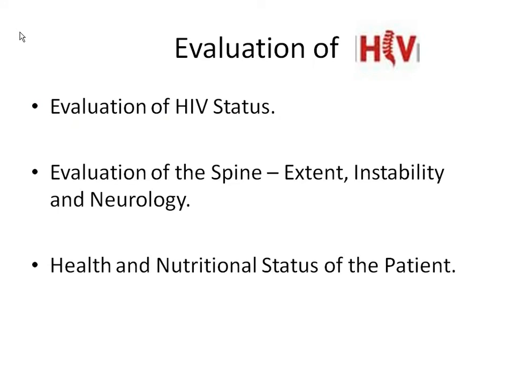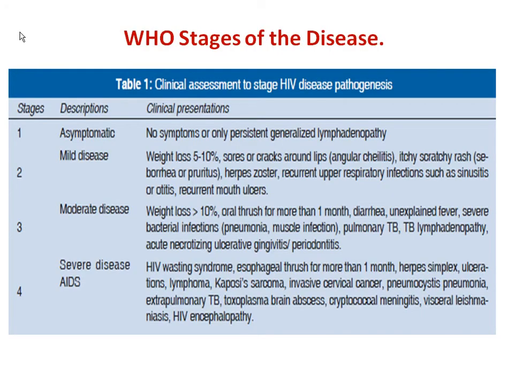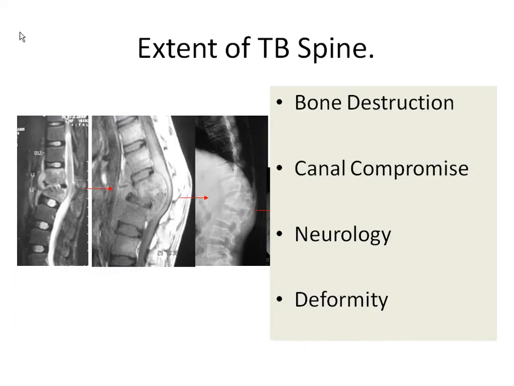One is you have to evaluate the stage of HIV. Second is the stage of the spinal tuberculosis, and then the health and nutritional status of the patient. Now, we all know that WHO has classified them into stages of the disease. If you have a patient who has still not had weight loss, oral thrush, and other systemic manifestations, and they are in stage 1 and 2, the principle is just treat them as any other patient with spinal tuberculosis. The drug regimen, the indications of surgery, everything is the same in stage 1 and stage 2.